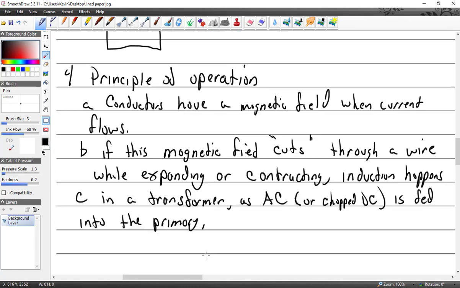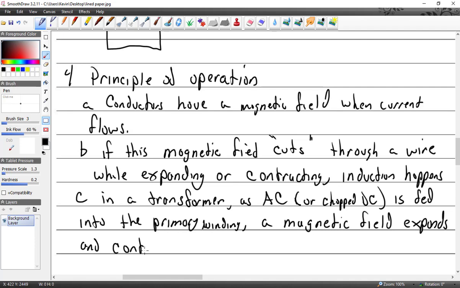Into the primary winding, I should say winding. A magnetic field expands out of the primary, that is, and the field expands and contracts across the secondary.